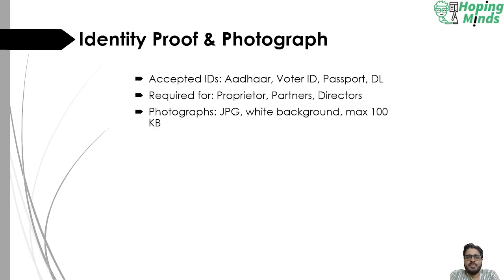Next are the identity proofs and the photographs. So acceptable IDs are Aadhaar card, voter ID, passport and driving license. Whose IDs are required? For proprietorship business, ID of proprietor is required. In case of partnership, IDs of partners are required. In case of company, IDs of directors are required. Photographs must be in JPEG format with a maximum size of 100 KB.